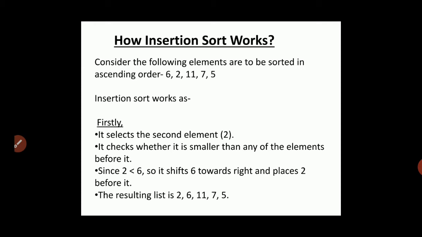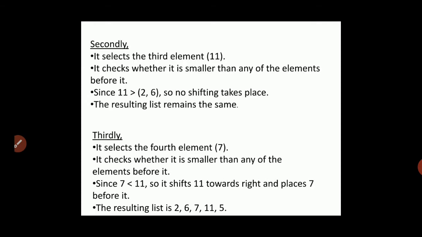The result after swapping is 2 6 11 7. Okay, then this is the first pass, or first iteration, we have to say first pass. Okay, and then the next, second pass, we select the third element.